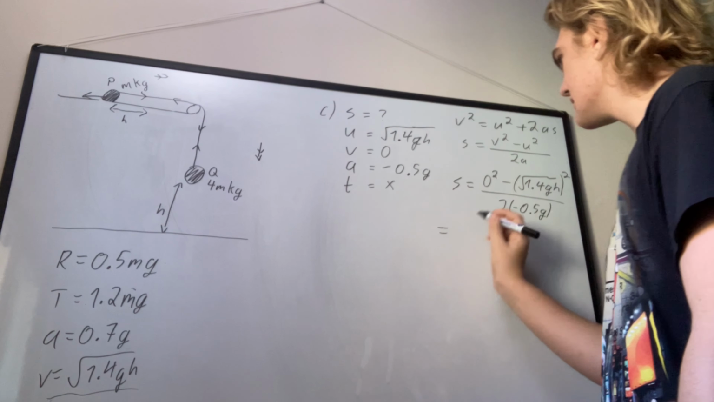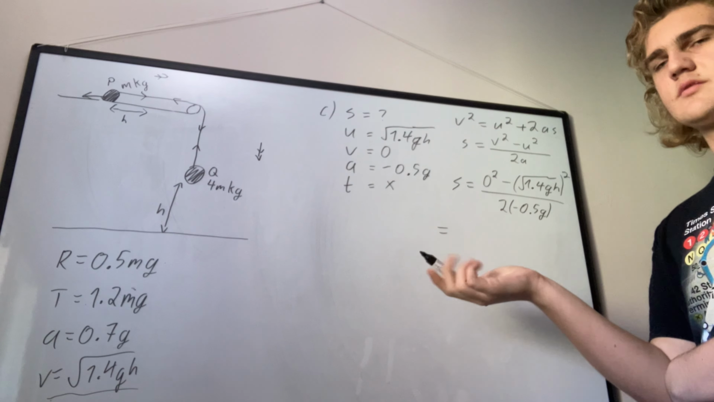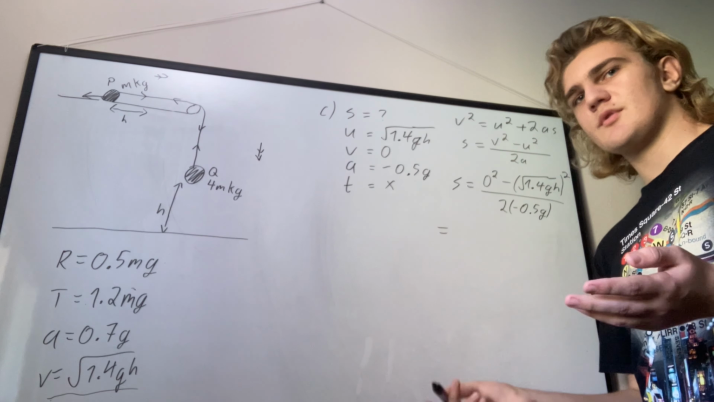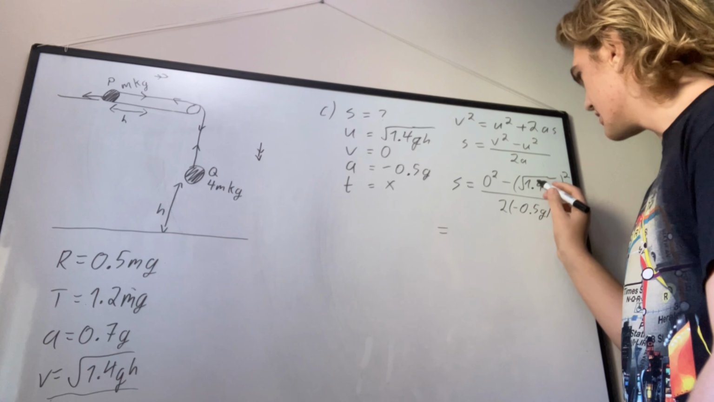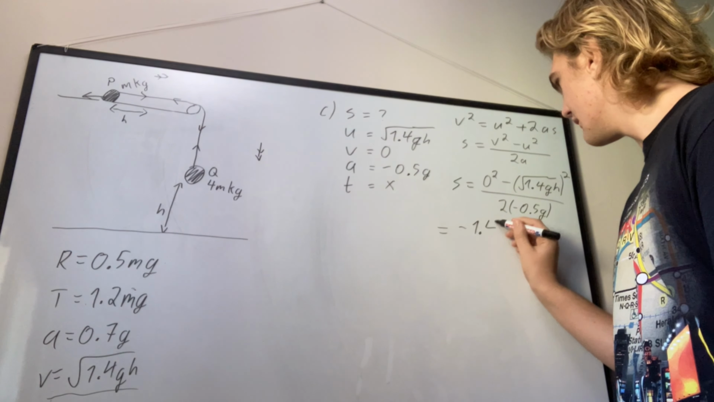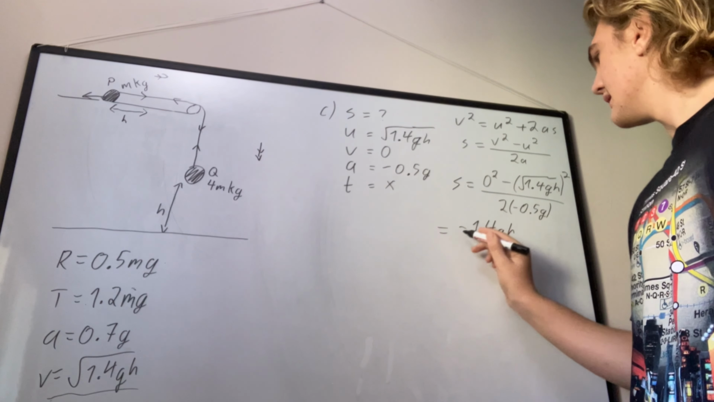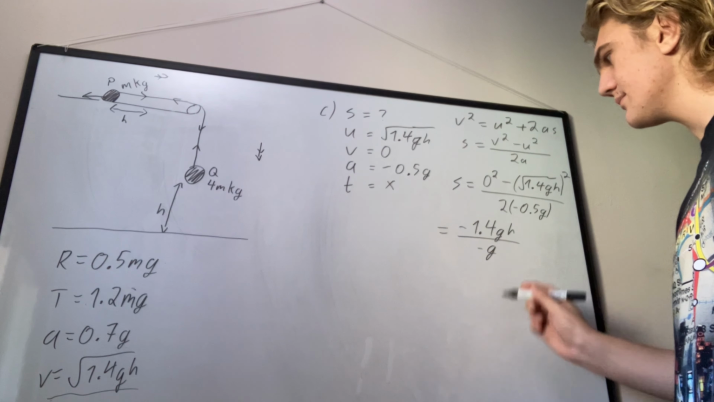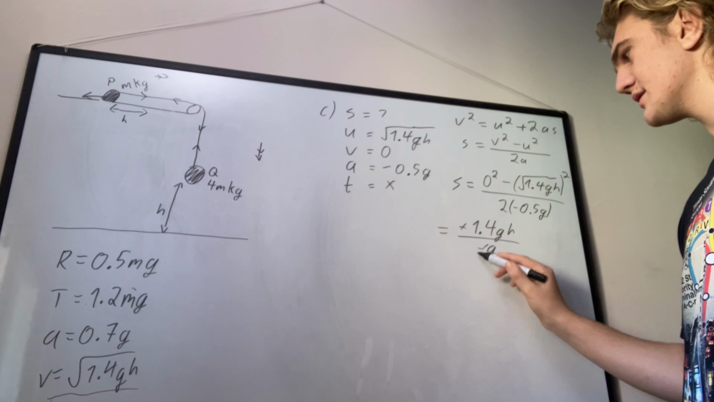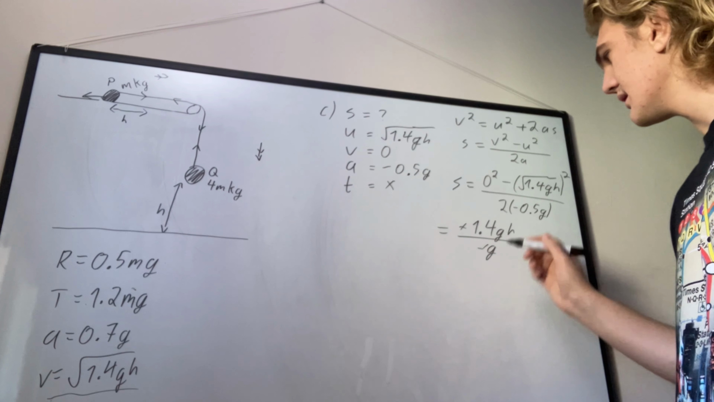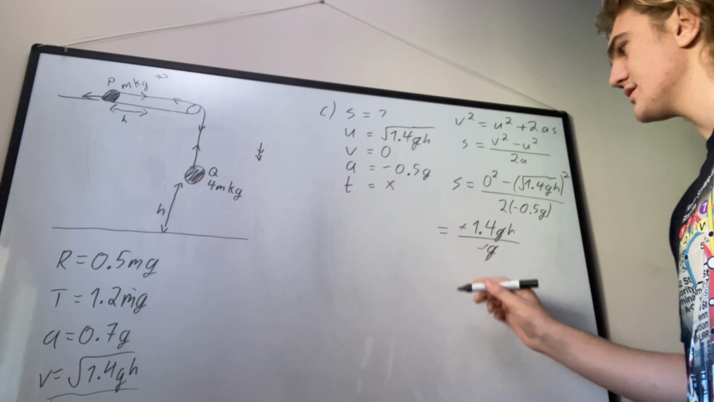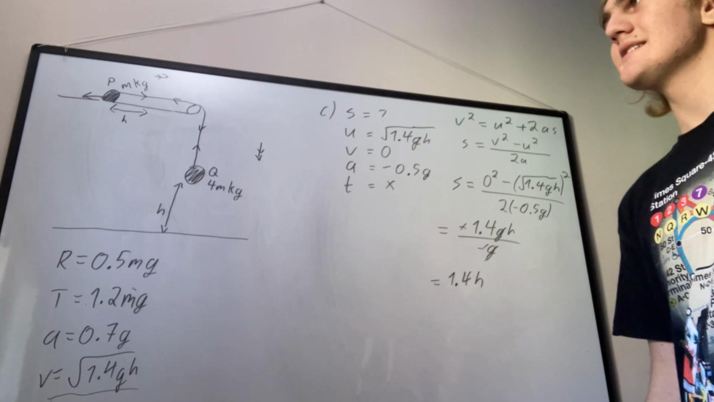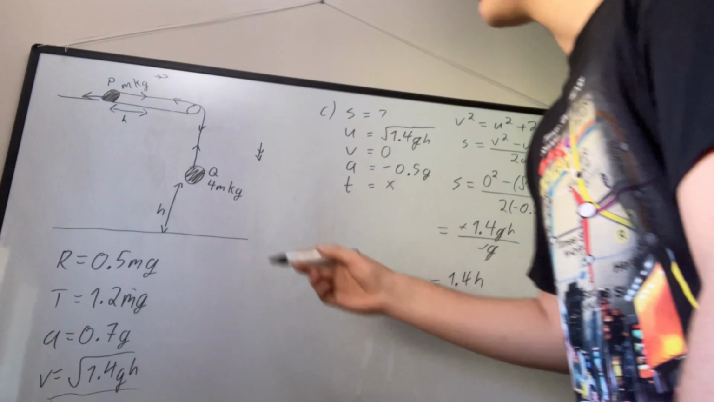And then if you look at that, 0 squared we don't care about because it doesn't equal anything, minus the square root of 1.4gh squared. Because there's a square root and a square, they cancel each other out, so it's just minus 1.4gh divided by 2 times minus 0.5g, which is just minus g. So the minuses we can remove because a minus divided by a minus is a positive, and the g's we can remove because they both have g. So 1.4h. And that's the distance that P travels in the second half.